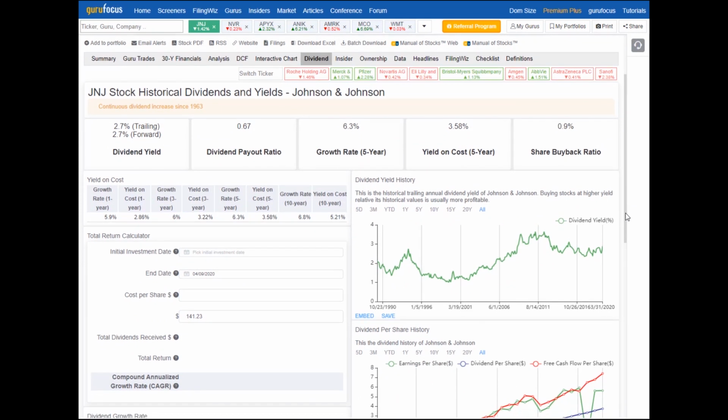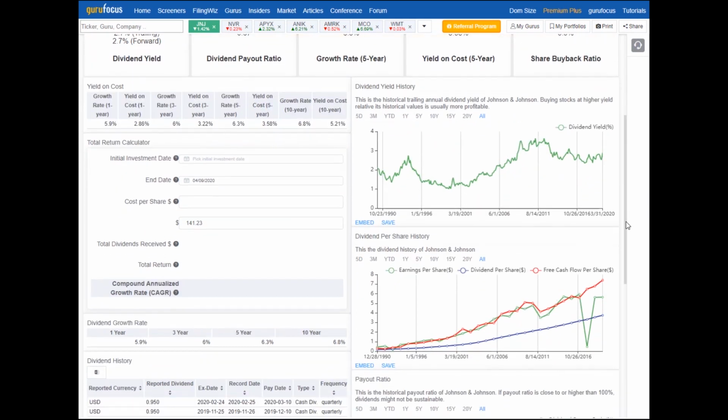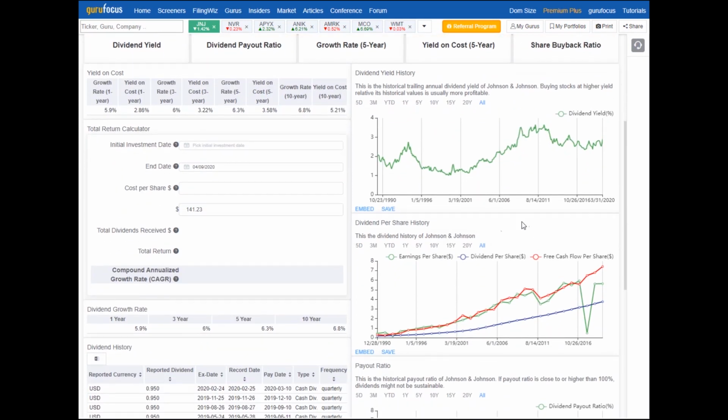So how do you know if the dividend is safe? Of course, one thing is to see how long they have been increasing their dividend. Another thing is whether the company is making enough money to cover the dividend. Here is the dividend payout ratio. This payout ratio is calculated as dividend per share divided by earnings per share.